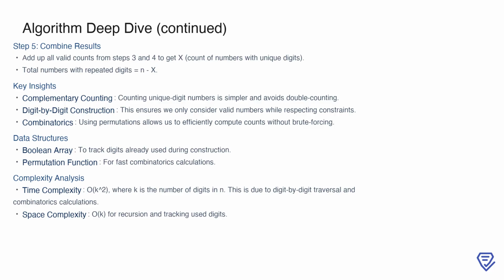To implement this, we use a few essential data structures. A Boolean array is useful to track digits already used during number construction, ensuring no repetitions. Additionally, a permutation function is crucial for quickly calculating the number of ways digits can be arranged. As for complexity, the time complexity is O(k squared), where k is the number of digits in n. This accounts for the digit-by-digit traversal and combinatorics calculations. The space complexity is O(k), which is required for recursion and tracking used digits. This ensures our solution is both efficient and scalable for large inputs.